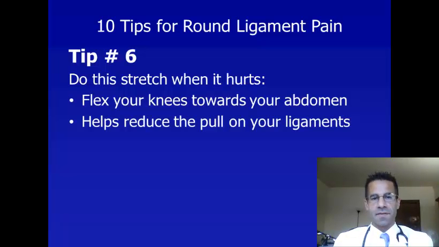Tip number 6 is, here's a stretch you can do when you're in pain. It's bringing your knees into your chest. This is a great way to relieve the strain on your round ligaments. It can be done while you're seated, or it can be done while you're lying on your side. But it often does help a lot when you can do this stretch when you're having the pain.